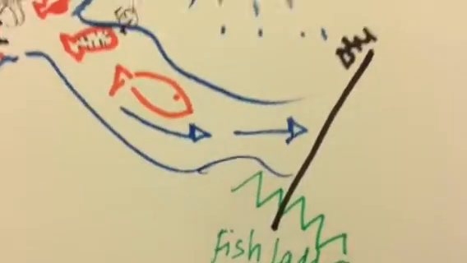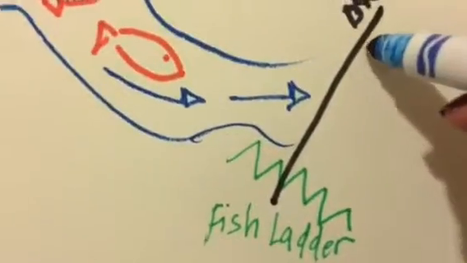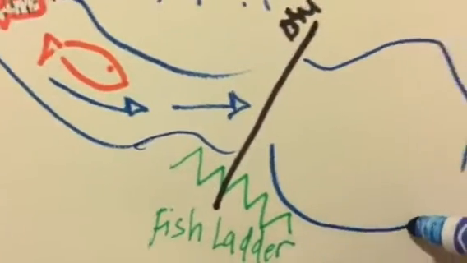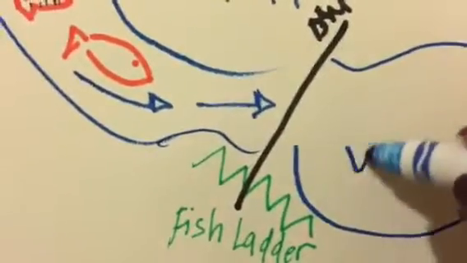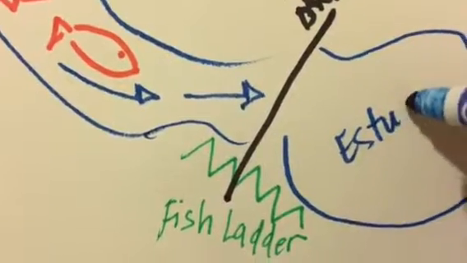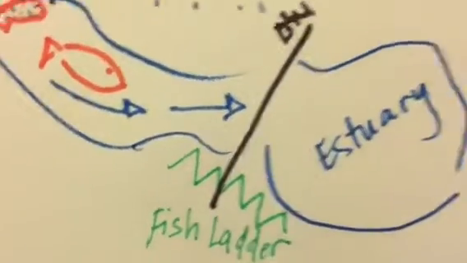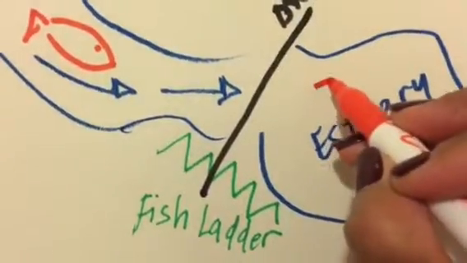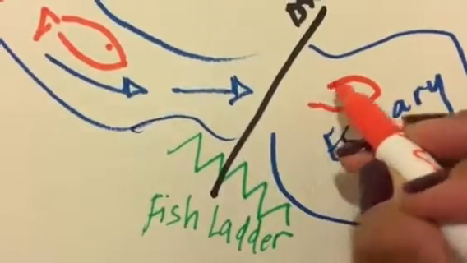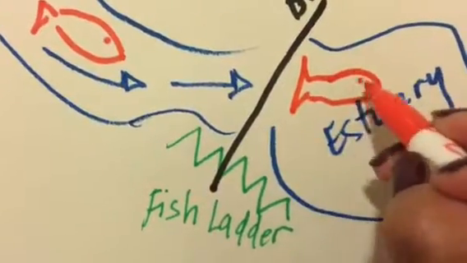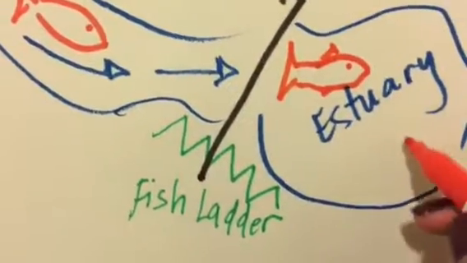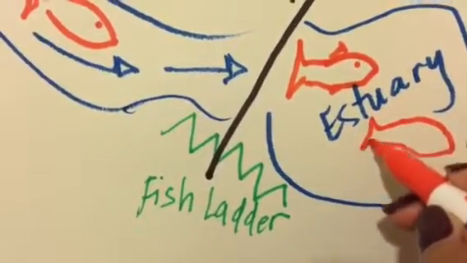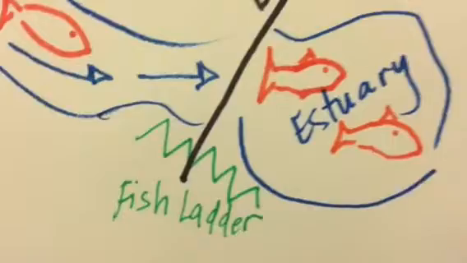Okay. And on the other side of the fish ladder, they're going to continue to an estuary. How many of you know what an estuary is? It's really important that they're in the estuary, and they stay in the estuary for some time, and there's a reason they stay there for a while. So I want you to think about, why do you think the smolt stay in the estuary for a little while?